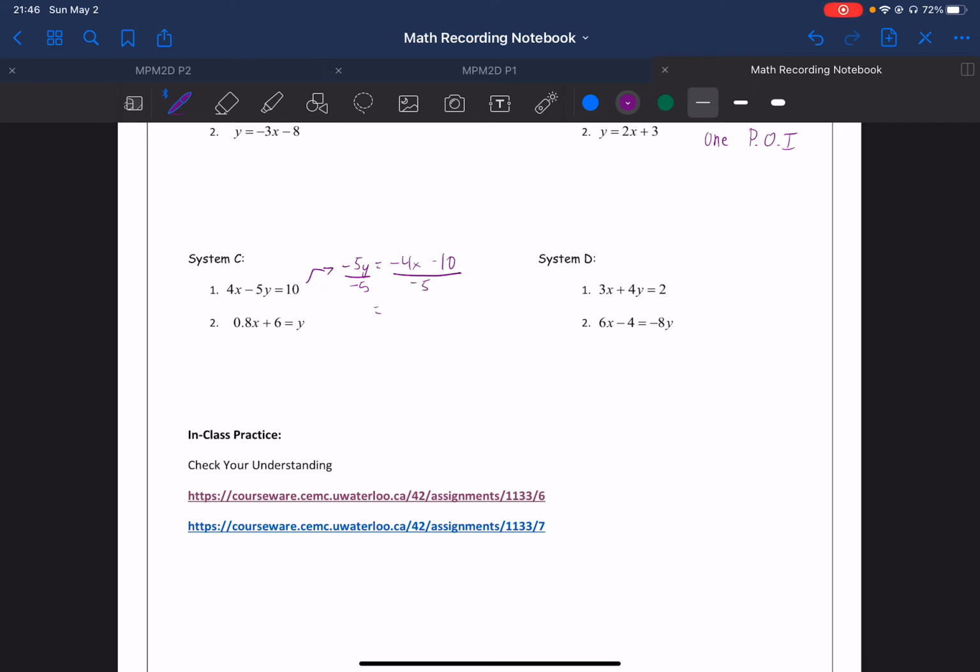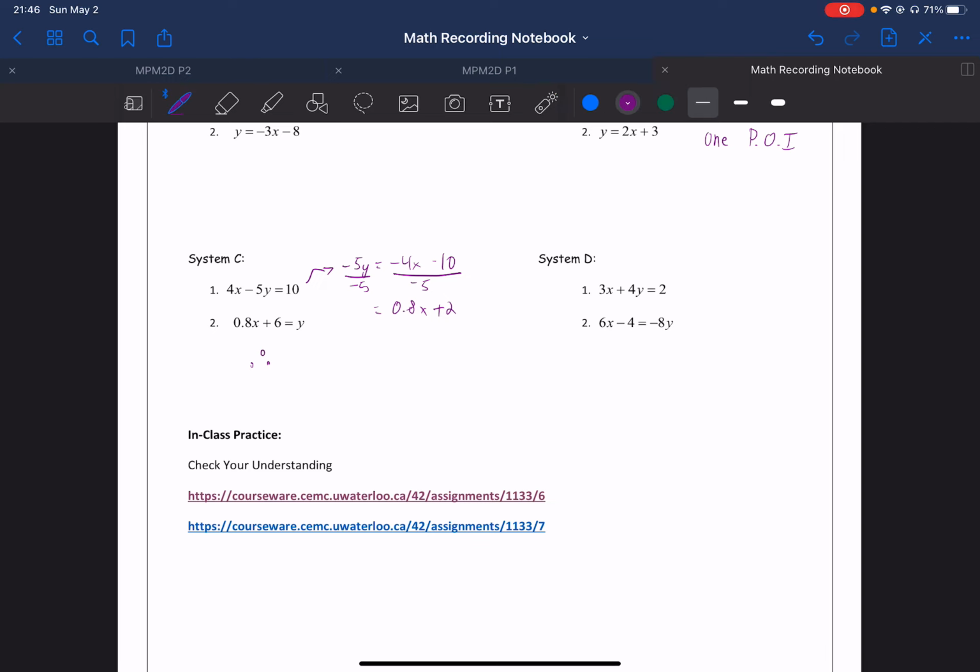This is the one and only time I'm going to tell you guys to put your slope in decimal form. Negative 4 divided by negative 5 is going to give you 0.8x. And negative 10 divided by negative 5, that's going to give you positive 2. Do you notice something? What are the same? Well, the slopes are the same. So if the slopes are the same, these lines are parallel. Also, one thing that's important to note is our y-intercepts are different, which means they're not the same line, even though they have the same slope.